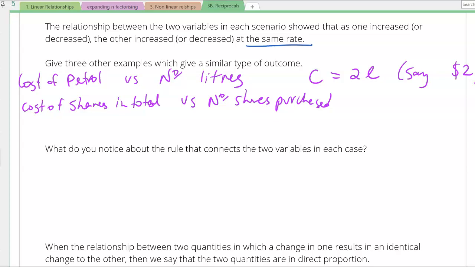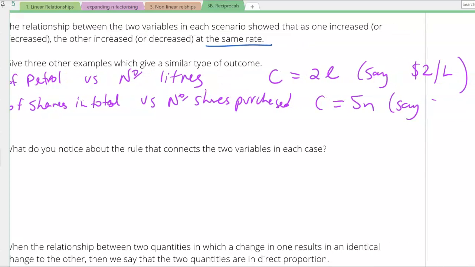If a share costs $5 and you purchase 50, it's going to cost you $250. If it costs $5 and you purchase 100, it's going to cost you $500. Again, it's that direct proportion. The cost of the shares, if it states $5 per share.